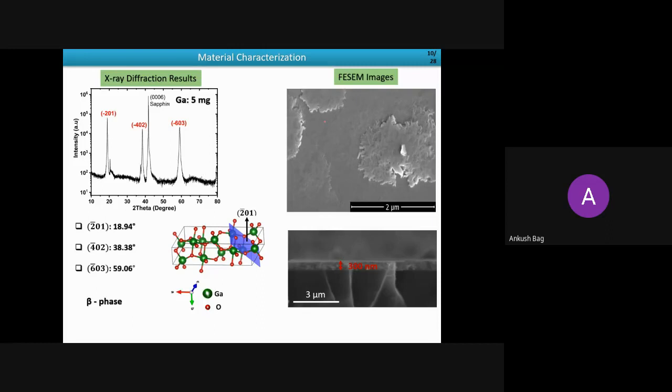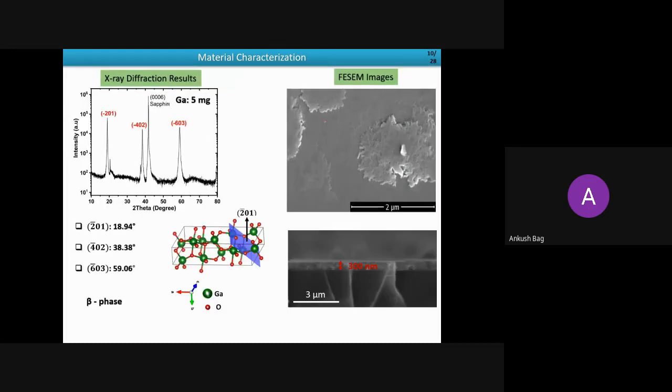Using this, we need to confirm whether this is thin film or nanostructure. And here you can see, although we have some island formation, it is still a relatively smooth sample, we can say. The thickness which we get using this CVD is around 300 nanometers. So 300 nanometers of photosensitive material on the sapphire substrate, we are able to develop.